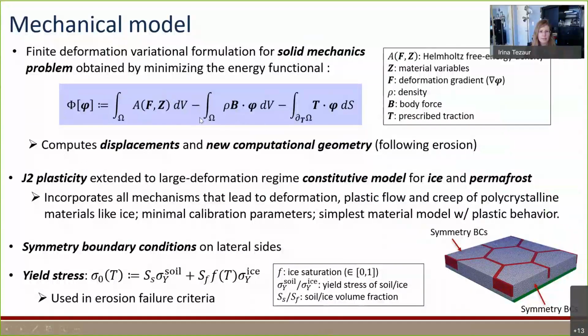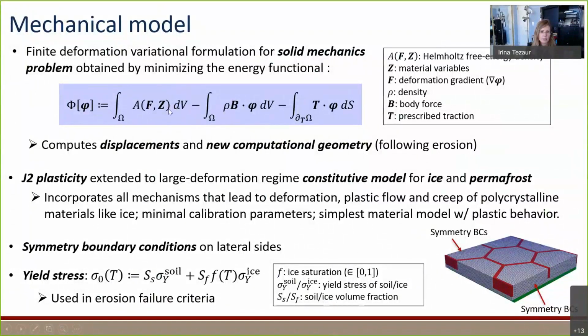So this is a PDE-based model. Okay. We're going to solve these equations for the permafrost displacements and the new eroded computational geometry. And so I'll talk about how we do the erosion on the next slide. And then what's embedded in these equations is a material model.